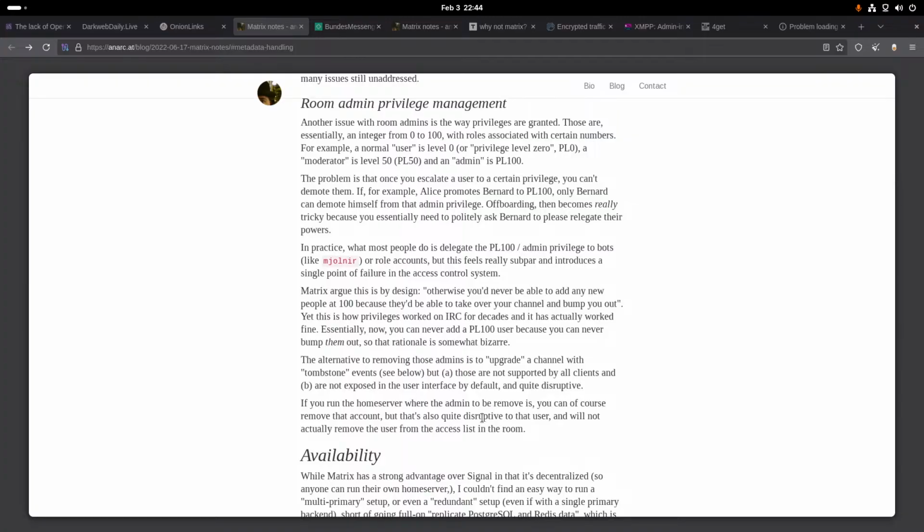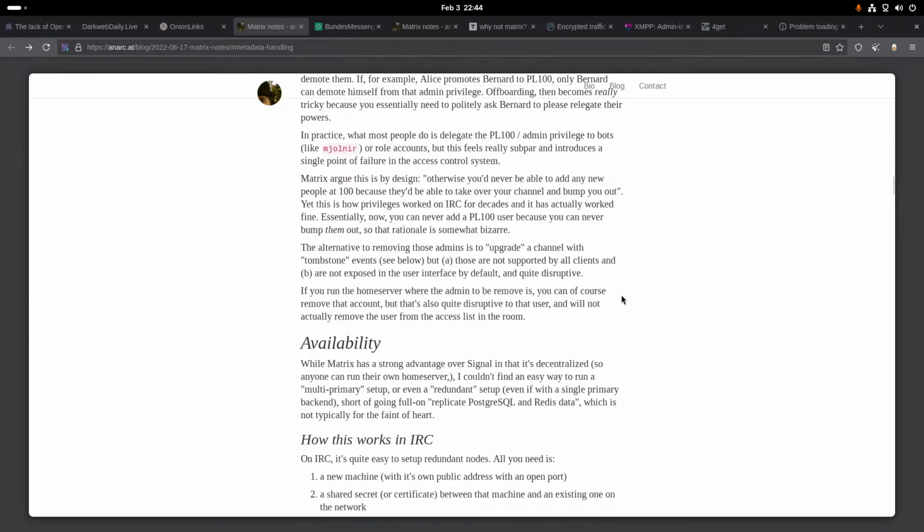Offboarding then becomes really tricky because you essentially need to politely ask Bernard to please delegate their powers. In practice, most people do delegate the PL100 admin privilege to bots like Mjolnir, the role accounts, but this feels really subpar and introduces a single point of failure in the access control system. Matrix argued this is by design. In other words, you'd never be able to add any new people at 100 because they're able to take over your channel and bump you out.